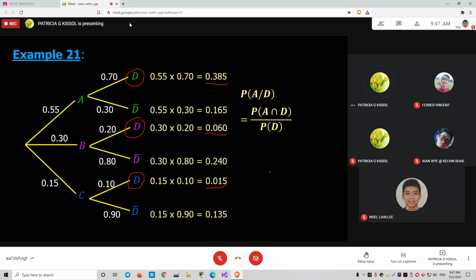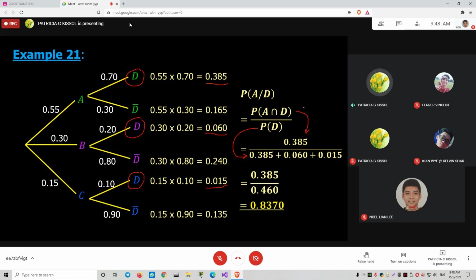and this value. So in order to solve it, we have 0.385 as the numerator. And for the value of D, we have to add all these values: 0.385, 0.060, and then 0.015. When you add all of that, that gives us 0.385 divided by 0.460. And our answer is therefore 0.8370.